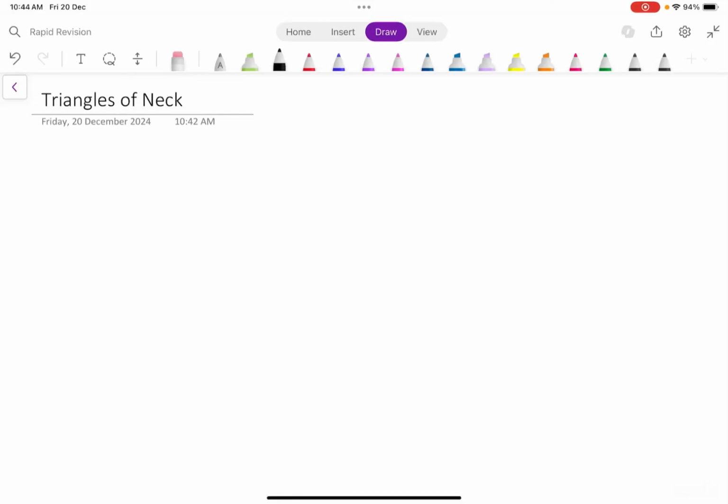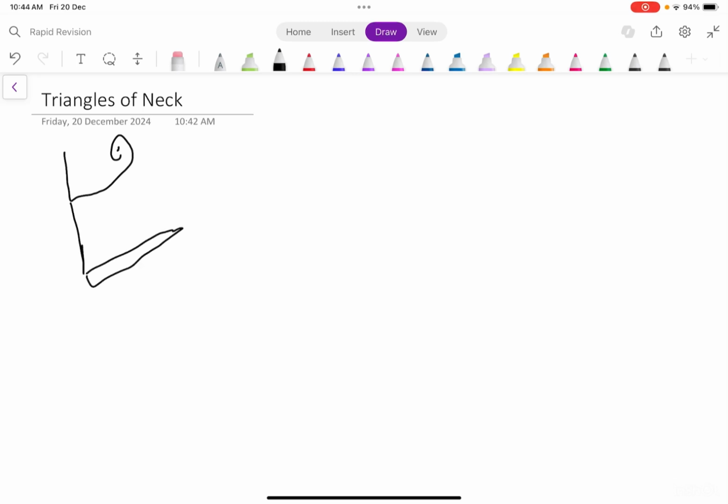In this video, I'll be explaining the triangles of neck in a very easy way to remember so that it is easy to recall during the exam. So just remember one simple diagram and it will basically suffice all the things. So suppose this is our neck, right? And then this is the clavicle.